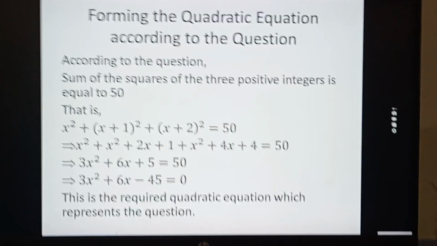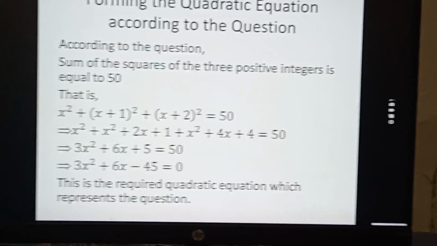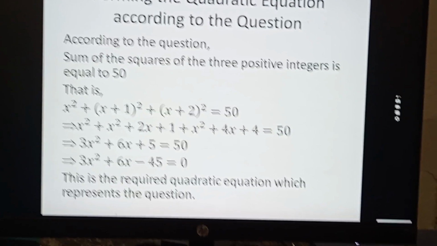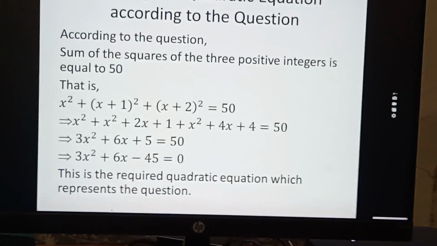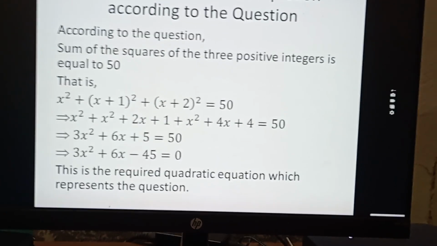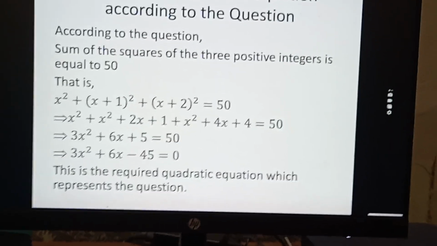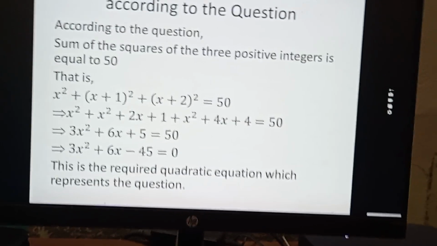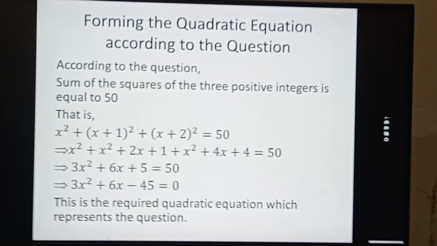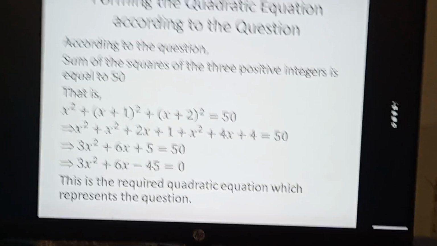Now, according to the question, the sum of the squares of the three positive integers is equal to 50. That is, we have to square each consecutive positive integer: x squared plus (x plus 1) the whole squared plus (x plus 2) the whole squared is equal to 50. We have formed the equation now.